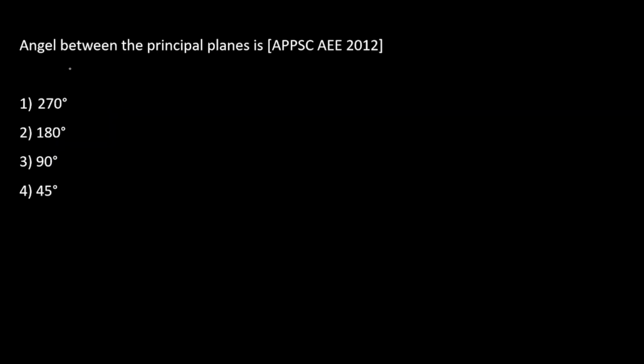Next question. Angle between the principal planes is 90 degrees, and the angle between the two maximum shear planes will also be 90 degrees. And the angle between one principal plane and one maximum shear plane is 45 degrees.